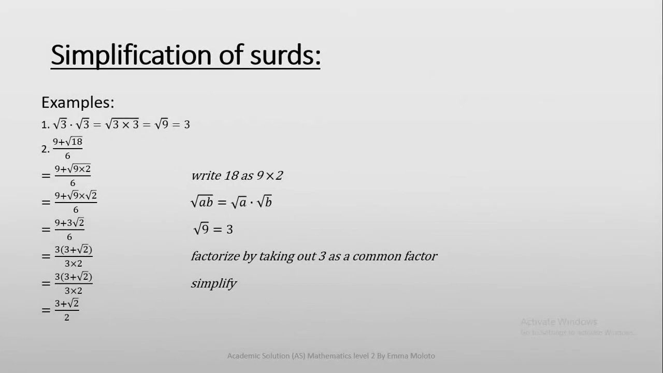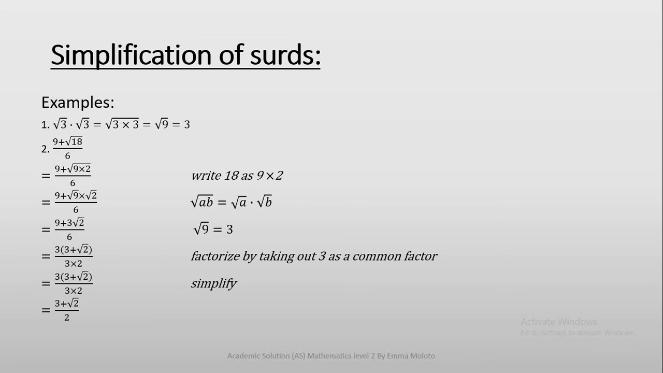Simplification of sets. Number 1, we have the square root of 3 multiplied by the square root of 3, which is equal to the square root of 3 times 3, which is equal to the square root of 9, which gives us 3. So this is one of the laws that we did in the previous video.